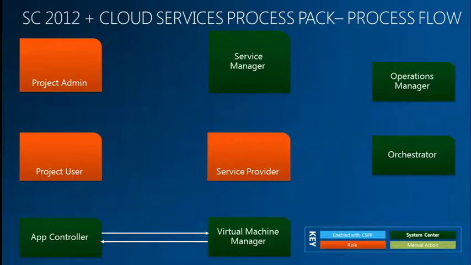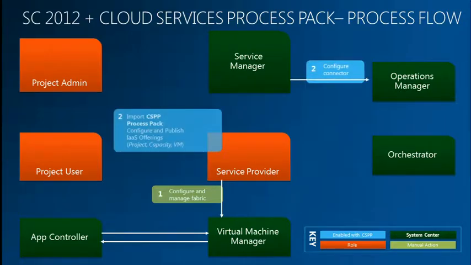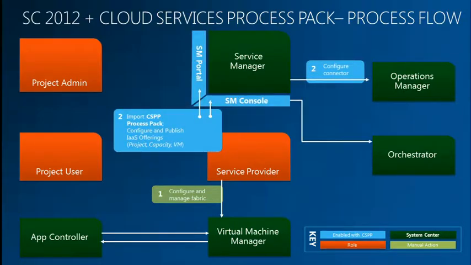Very quickly, what the cloud services process flow looks like is you have a project administrator, project user, and your service provider. We have Service Manager, Operations Manager, Orchestrator, Virtual Machine Manager, and App Controller. We configure and manage the fabric. The service provider does that inside Virtual Machine Manager, sets up our environment. We then configure our connector into Operations Manager and Orchestrator to get data about our environments into Service Manager. That also includes Virtual Machine Manager. We import our process management pack to get everything set up.